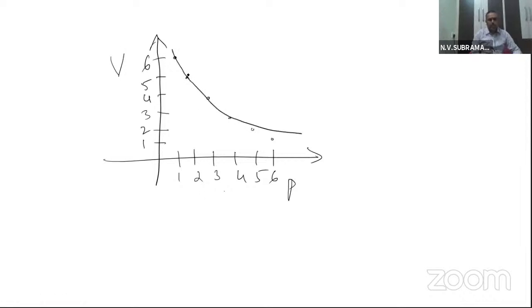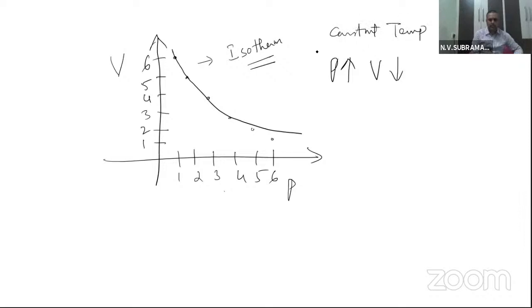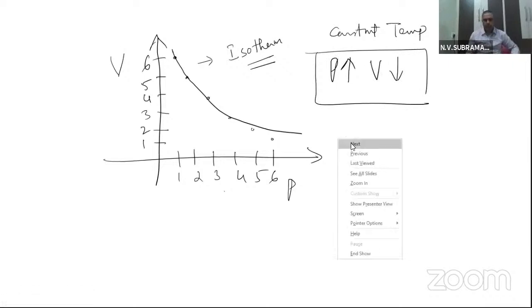This is actually called isotherm because it is a graph drawn at constant temperature. It's a rectangular hyperbola. Okay, so if you see carefully, pressure increases, volume decreases. This is at constant temperature. What behavior? At constant temperature. This behavior is known as Boyle's Law. Okay, so let me move on.